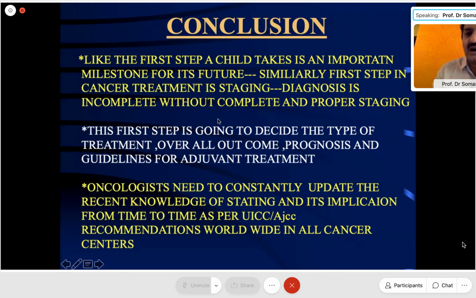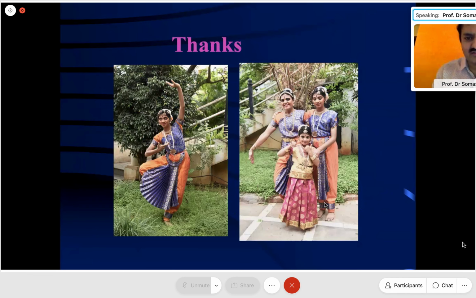So in conclusion, like a child takes the first step to walk, a milestone, that's how staging is. This is the main foundation. It is the first step for us to decide the treatment, curative, palliation, prognosis, adjuvant treatment. An oncologist needs to constantly update your knowledge. Every time a new TNM comes, we look at it and then we do it. Thank you very much.